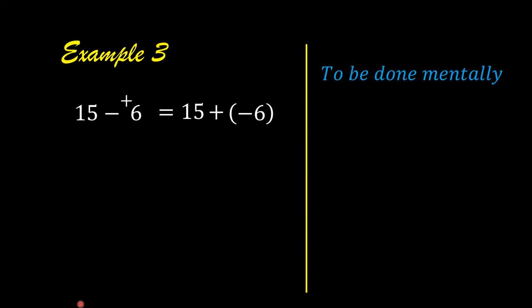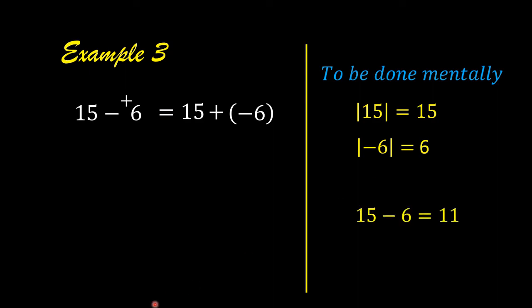This is to be done mentally. Find the absolute value of 15 and the absolute value of negative 6. The absolute value of 15 is 15 and the absolute value of negative 6 is 6. If the numbers to be added have different signs, find the difference between their absolute values. So 15 minus 6 is 11.